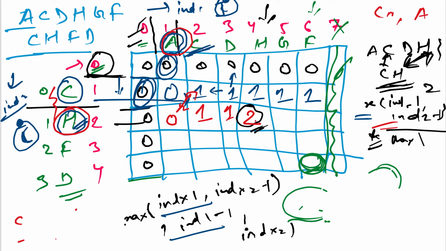So we were here, CH, the first string was CH, and the second string was this one, A C D H. So C matches to C and H matches to H, that's why it's 2. LCS is 2. Similarly we will fill all those indexes, and whatever is here at the end, that will be our answer.